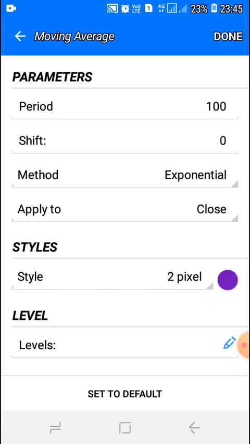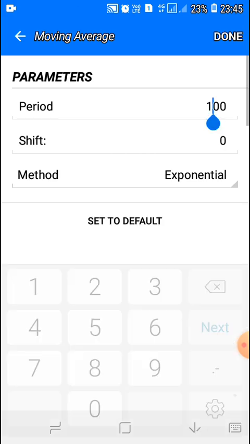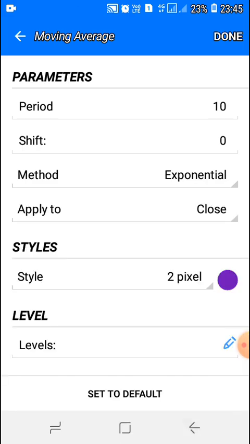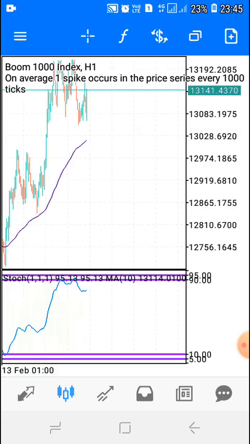Now make sure that the parameters of the moving average are: period 10, color blue, shift method exponential, apply to close, styles 1 pixel blue, levels none, right? So this is how it's going to look like.